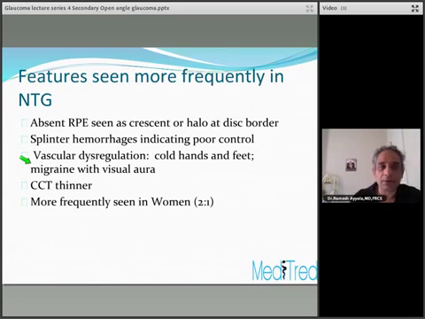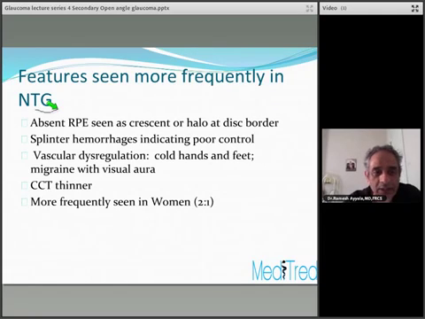So some of these features are seen more frequently in normal tension glaucoma, both from the diagnosis point of view and also from your OKAPs or board exam point of view. Absent RPE is seen as a crescent or halo at the disc border. Doug Anderson is one of the first researchers to have reported this. Splinter hemorrhages indicating poor control, vascular dysregulation.